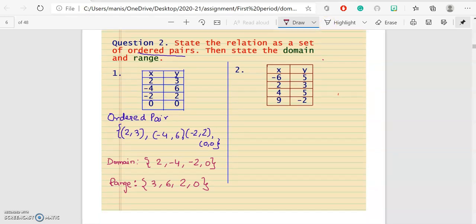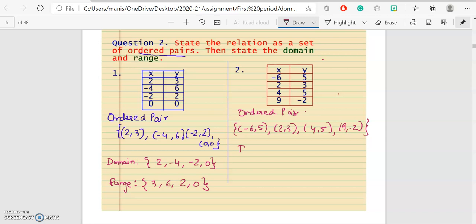Now in this case our ordered pairs. Remember what is an ordered pair? Ordered pair is a set of x and y values. So -6, 5, 2, 3, 4, 5 and 9, -2 are the ordered pairs. What is my domain? All the x values: -6, 2, 4 and 9. That's my domain, and my range is all the y values: 5, 3, 5 and -2.